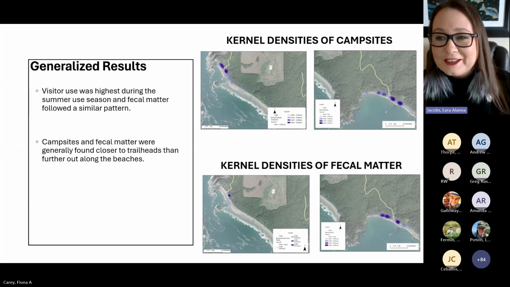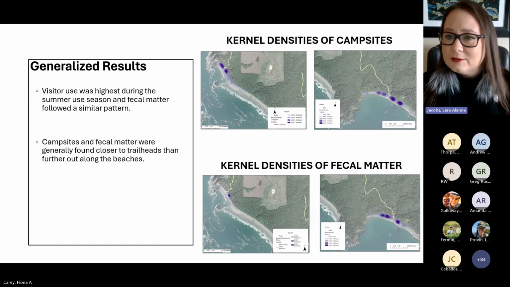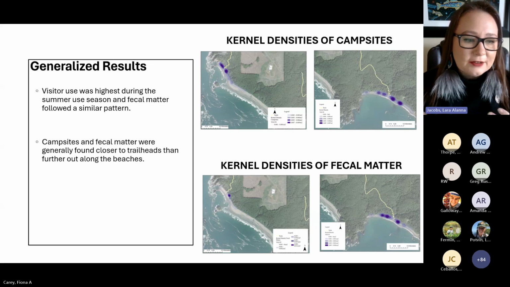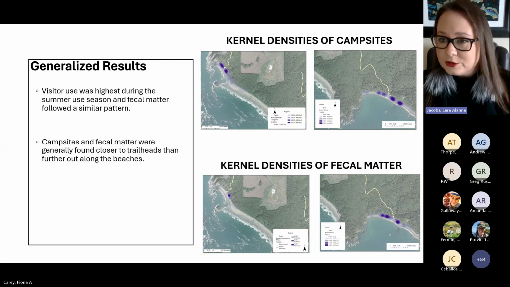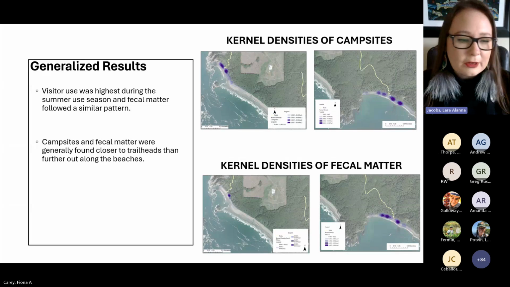So, very generalized results here. We found that visitor use was the highest during the summer use season, which makes sense. And fecal matter followed a similar pattern, which also makes sense because when we have lots of humans out there, we're probably going to see more fecal matter.